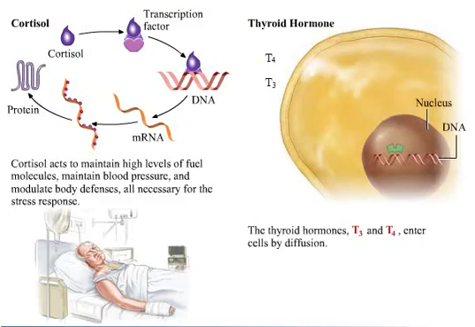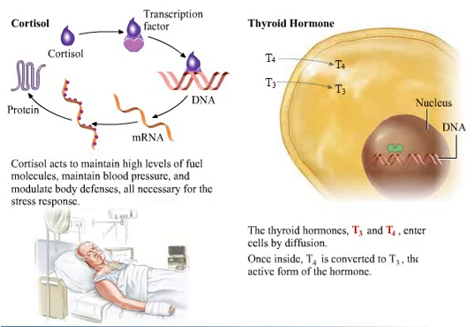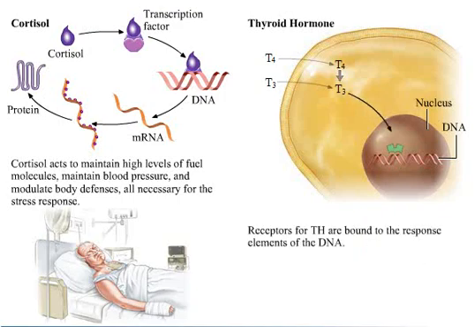The thyroid hormones, T3 and T4, enter cells by diffusion, and to some extent by carrier-mediated transport. Once inside, T4 is converted to T3, the active form of the hormone. Receptors for thyroid hormones differ from steroid hormone receptors. They are bound to the response elements of the DNA. T3 binds to the receptor, causing gene activation or eliminating the inhibition that was present, thus allowing genes to be expressed. Small amounts of T4 may also bind to the receptors.